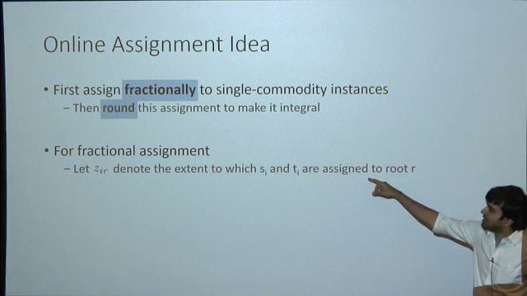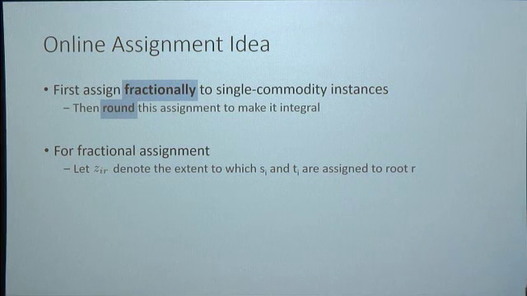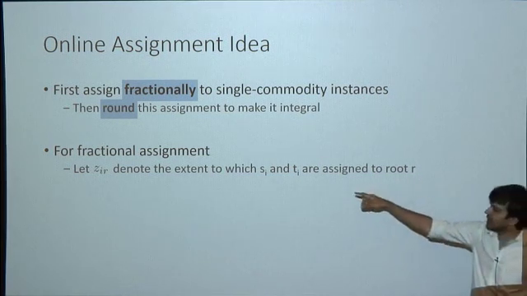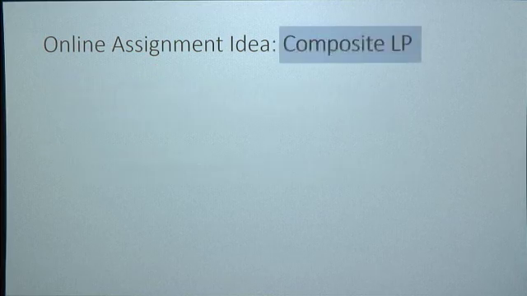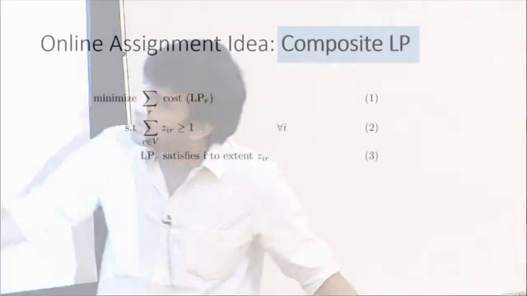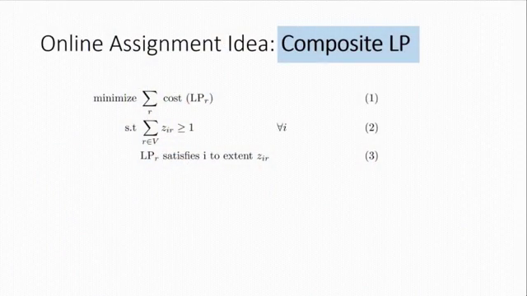It captures the extent to which this s_i, t_i pair is sent to this hub R. So for every possible hub, we will have a variable which says how much of this s_i and t_i both want to connect to this hub. That is the main variable in our LP. So what's the LP? Firstly, we want every s_i, t_i pair to be connected to some hub. So the summation of Z_iR over all possible hubs is at least 1.